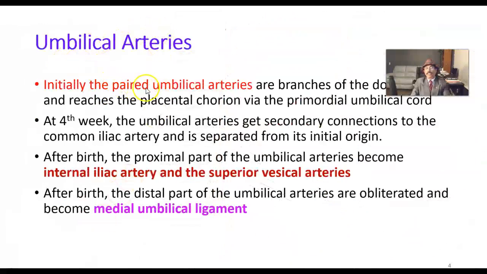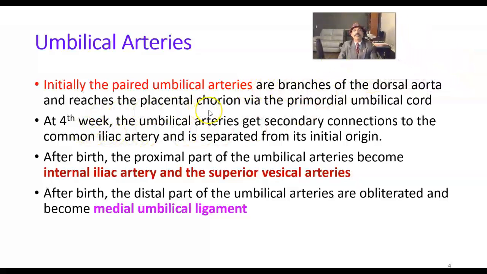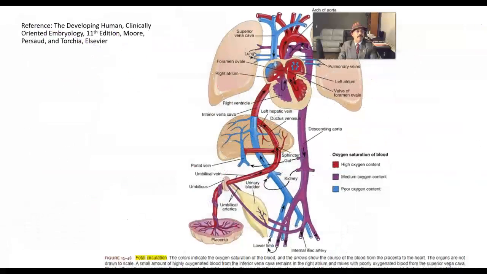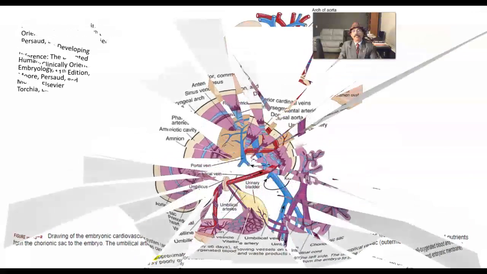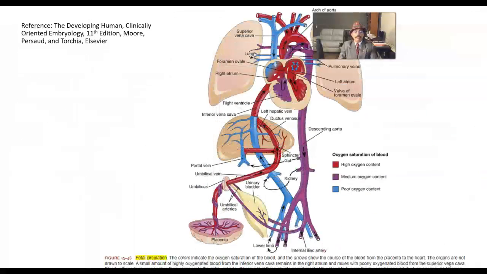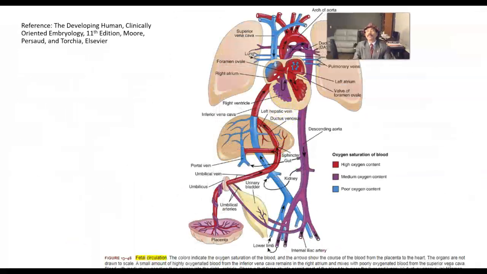Umbilical artery: initially the paired umbilical arteries are branches of the dorsal aorta and reach the placental chorion via the primordial umbilical cord. If you look at the previous image, this is the dorsal aorta. We are getting the umbilical artery. It connects the dorsal aorta to the chorion. And we have two umbilical arteries. We have initially two umbilical veins, then we have only the left umbilical vein.